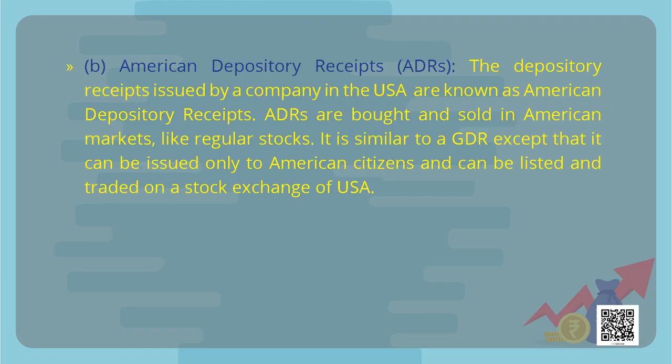Just like GDRs, we have ADRs. ADRs are American Depositary Receipts. American Depositary Receipts are issued by an American company. They can be bought and sold only among American people. It is similar to a GDR, except that it is entirely based and operated in America.